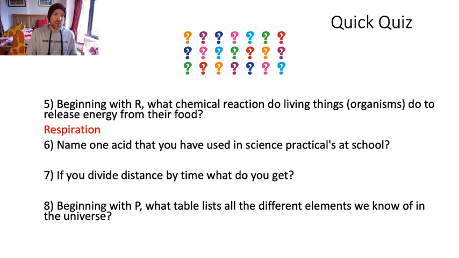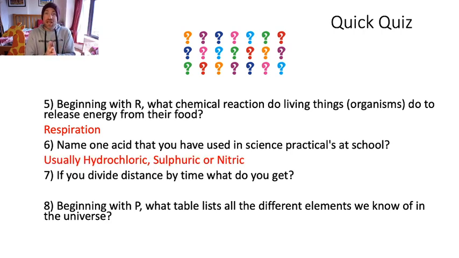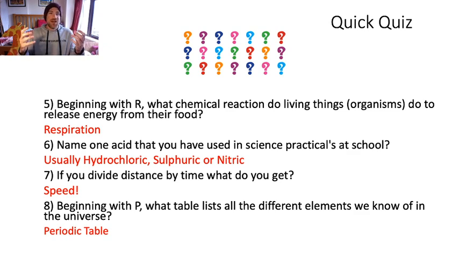in our case. Okay, one acid, you could have had hydrochloric, sulfuric, or nitric. If you divide distance by time, what do you get? Well, distance divided by time gives you speed. Bit of maths, all right? So miles, distance per hour divided by hours, time, gives you miles an hour, a speed, okay? And this is the periodic table, all right, that lists all the different elements.